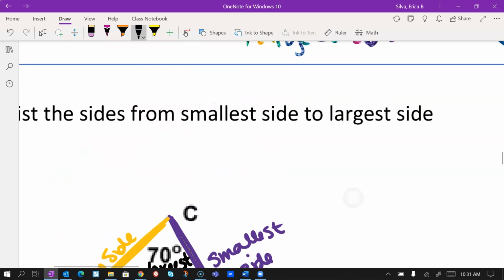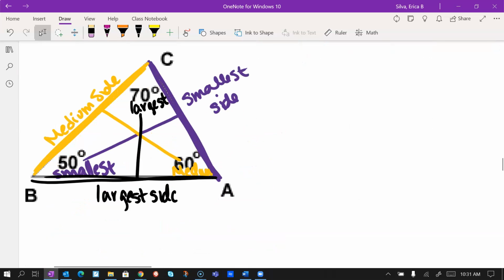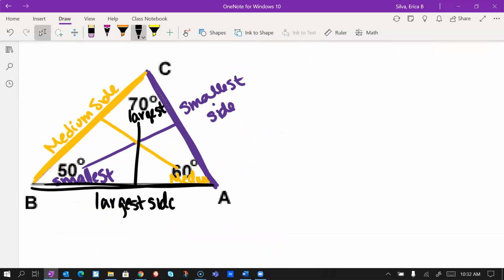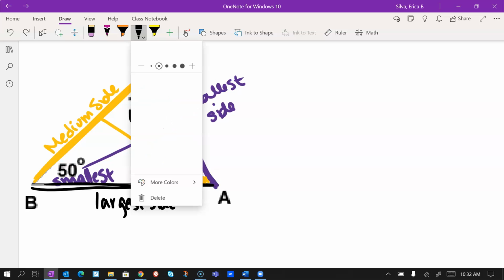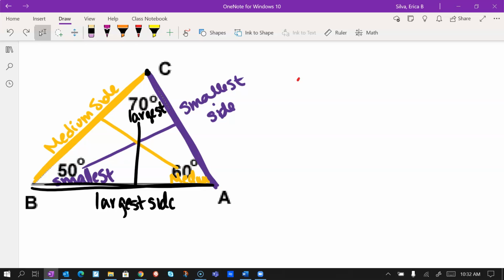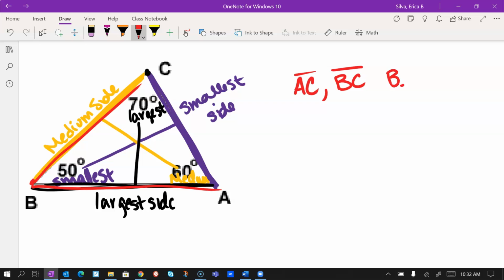So if we're labeling it from smallest to largest side, remember when we label the sides, we need a stop and a start. So we're going to start at C and go to A, or start at A and go to C. Use a different color. So I'm going to say AC is my first one. Then the medium one, we start at B, go to C, BC. And then my largest side, start at B, go to A, BA. So remember, it could also be CA, CB, and AB. Just switching the letters, it's fine.